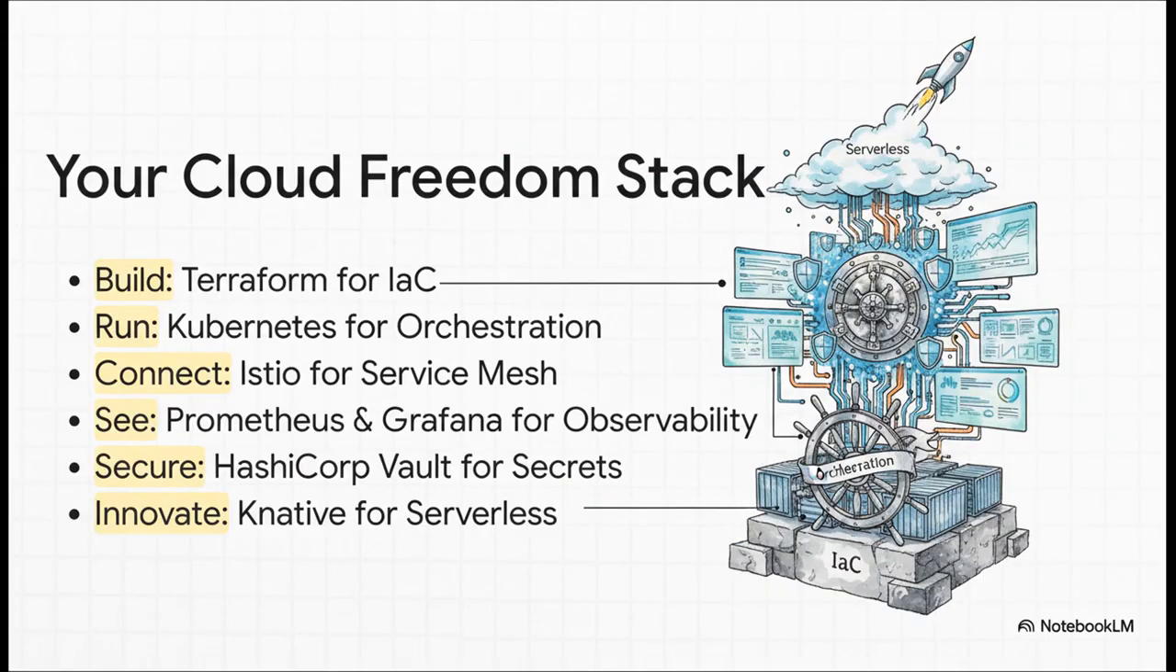And there it is. We just built a complete end-to-end cloud-agnostic stack. Let's run through it one last time. We build with Terraform, we run with Kubernetes, we connect with Istio, we see what's going on with Prometheus and Grafana, we secure everything with Vault, and we innovate on top of it all with Knative. This right here, this is your toolkit for cloud freedom.